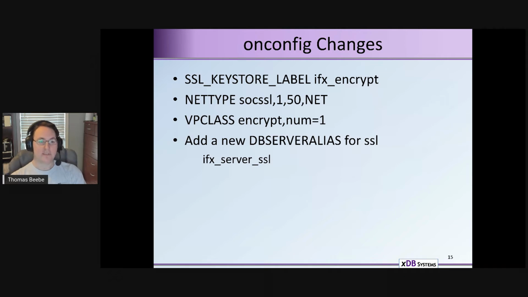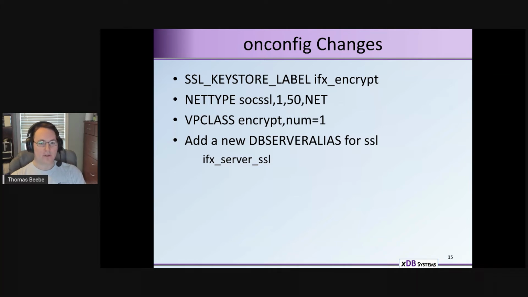The next thing is the VP class encrypt number. So this is actually going to create a new virtual CPU for encryption. Again, if you don't set this, it'll bring one up automatically. If you're doing most of your traffic through encrypted methods, you probably want more than one.